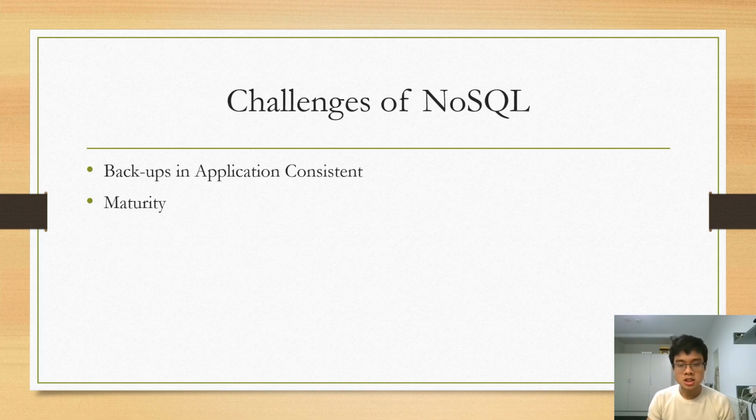Now let's talk about the challenges of NoSQL. The first is backup and application consistency. All NoSQL databases have unique data model and distributed architecture. This can make it more difficult to perform backup and disaster recovery. The last is maturity. NoSQL is new, and there are still many things that can be improved in this database. Okay, so this is the end of my presentation. Thank you.